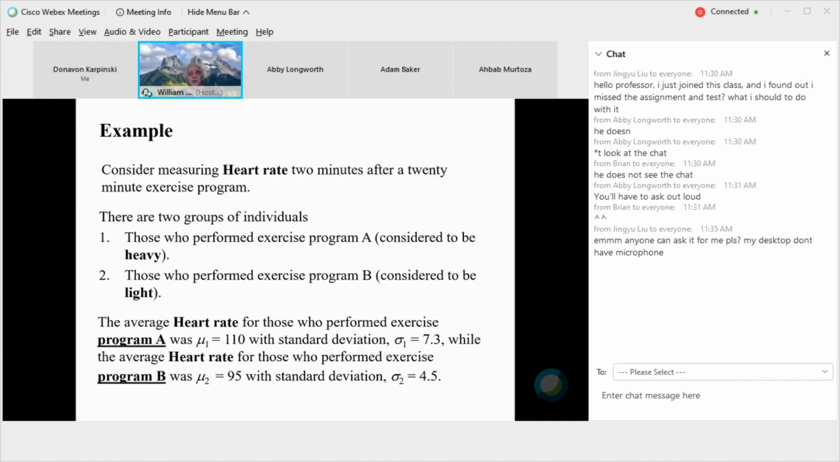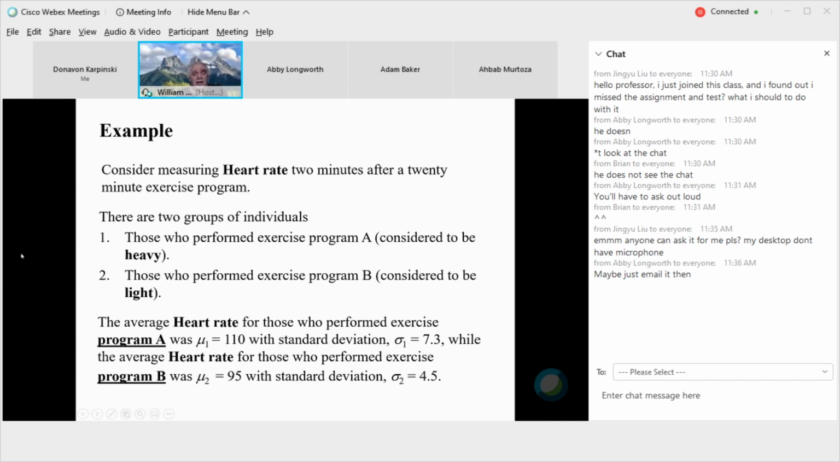Example, suppose we are measuring the heart rate of subjects 2 minutes after a 20-minute exercise program. There are two groups of individuals, one who performed a heavy exercise program, the other a light exercise program. The heart rate for those who performed the heavy exercise program 2 minutes after has a mean of 110, standard deviation 7.3.